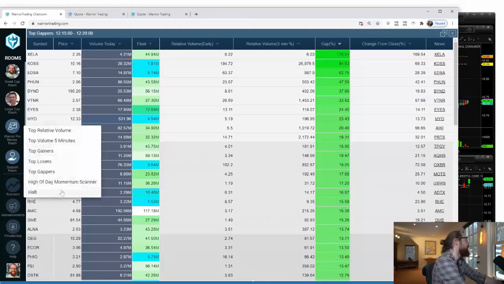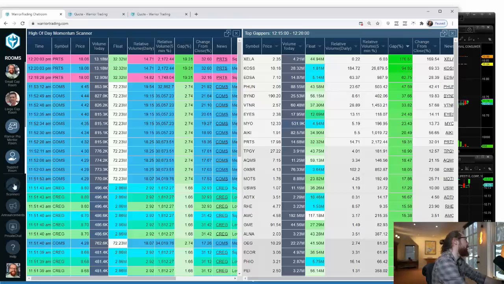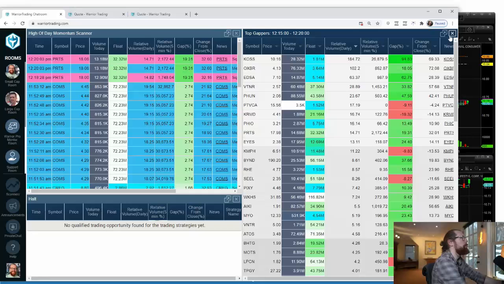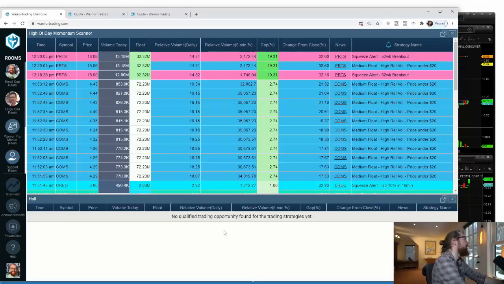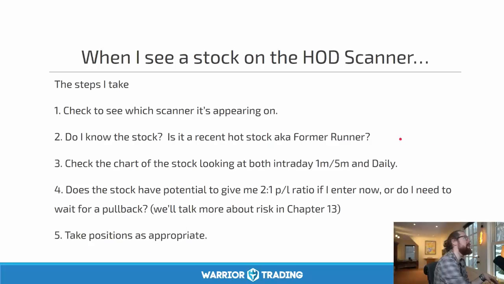I generally would say the scanners that I'm going to be looking at the most closely will be the Gap Scanner pre-market, and then the High Day Momo Scanner and the Halt Scanner. And then once pre-market is over, I close that, and I'm just watching High Day Momo and the Halt Scanner. All right. So again, stocks hitting the new high. I think we've broken that down pretty well.